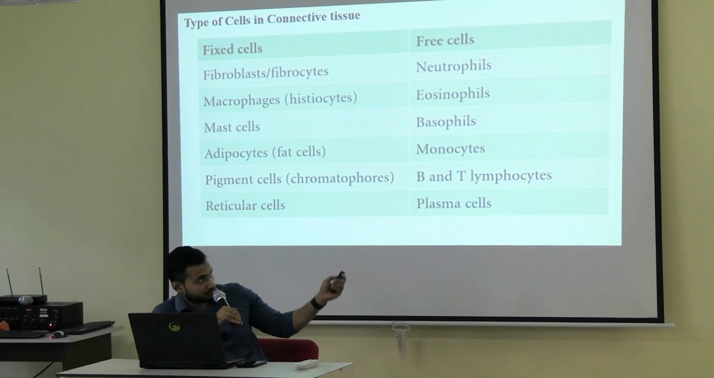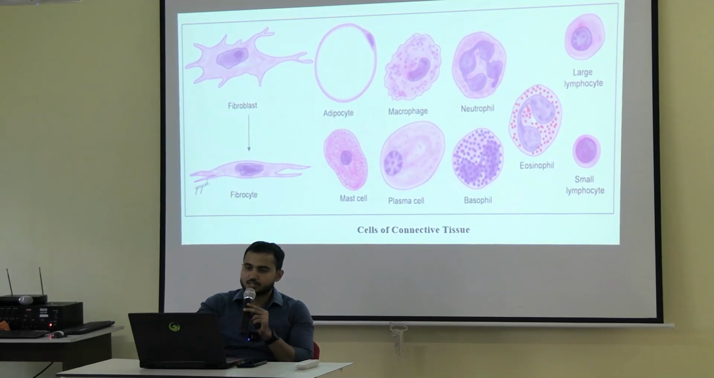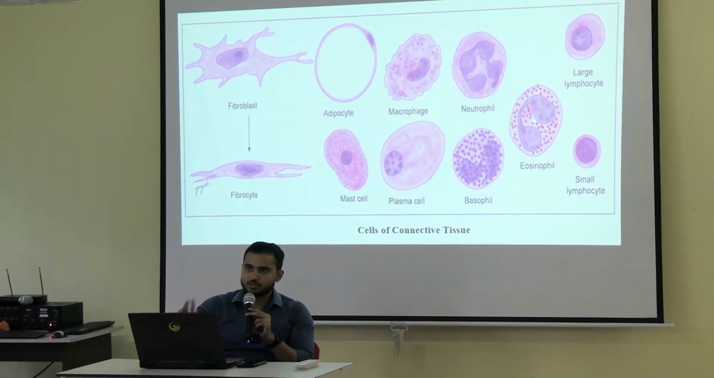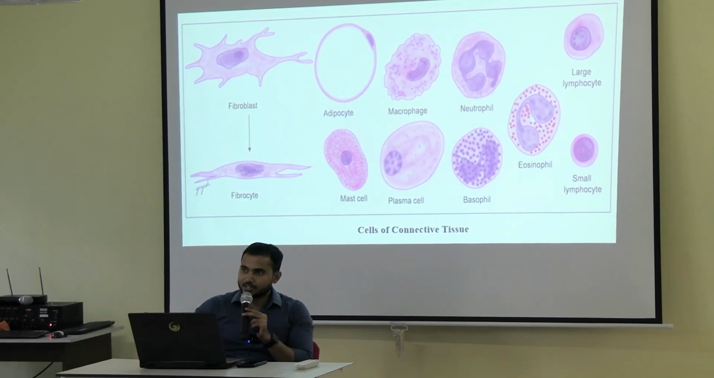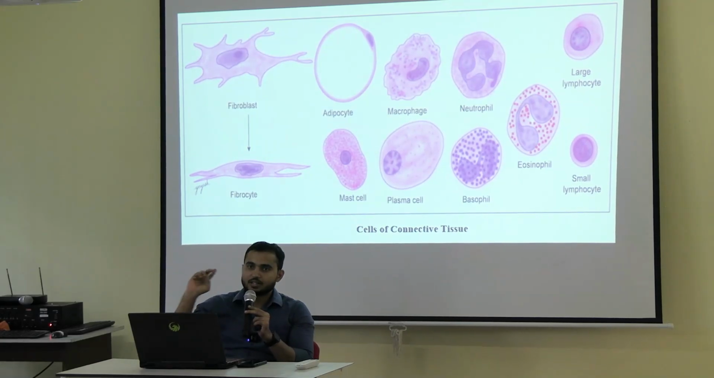Let me show you the diagram. Here you can see the diagram. In this diagram you can see fibroblast, fibrocyte, then adipocyte, macrophages, neutrophil. Different types of cells can be seen over here. And this diagram you have to draw, very important. Why is it important? Because here it is shown in H&E stain.